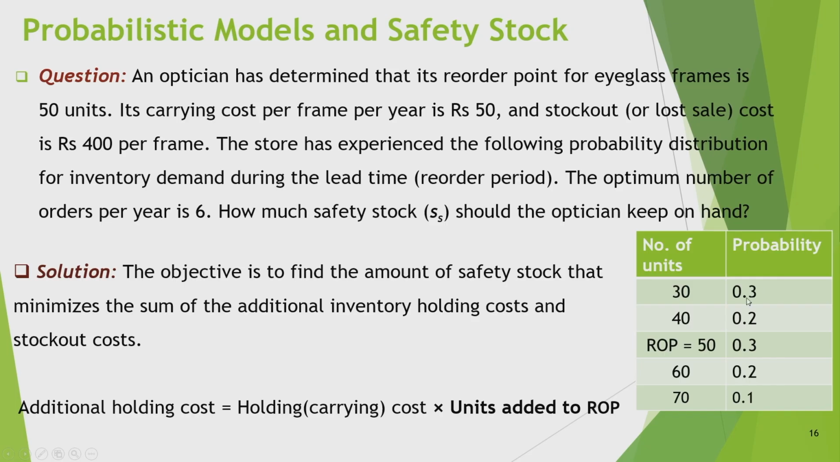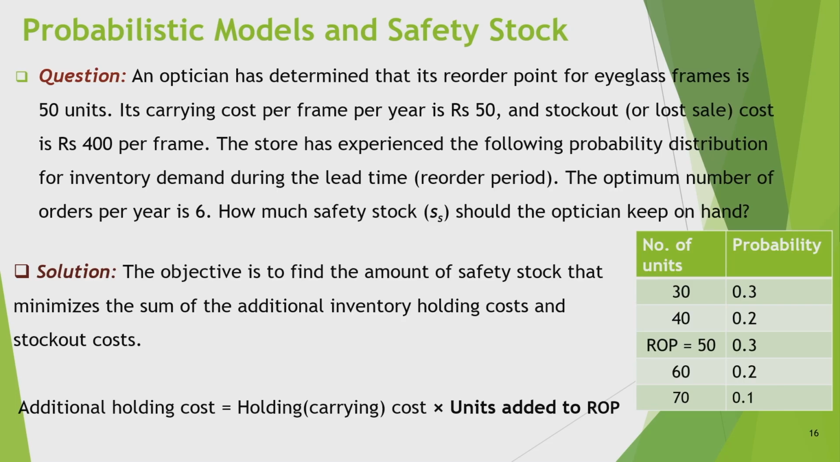Demand may be 30, probability is 0.3; demand may be 40, it is 0.2; demand may be 50, this is the reorder point also, and this is 0.3; demand may be 60, that probability is 0.2; demand may be 70, that probability is 0.1. The optimum number of orders per year is 6. Suppose that is the optimum number of orders, 6 times you can order. How much safety stock should the optician keep on hand?